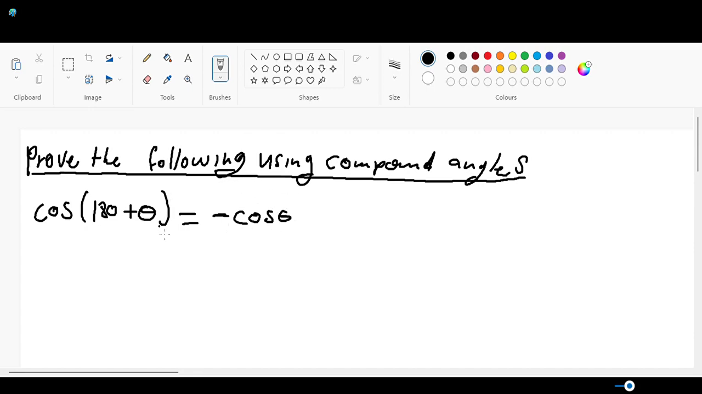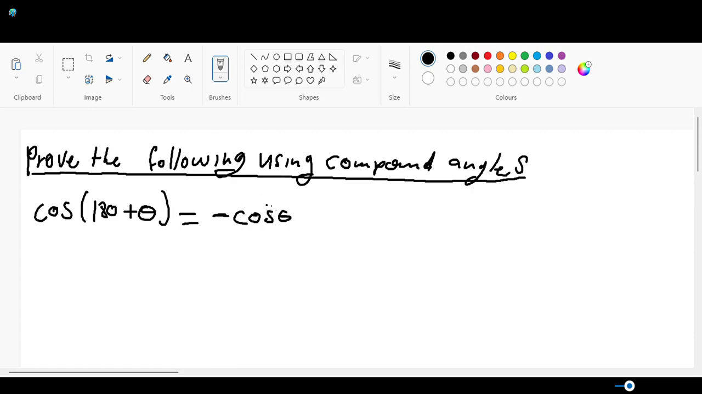Again, if you don't understand how this came about, you can watch another video where I explain the 180 rule, because we are using a CAST diagram to do this. This is another way to do this. Now we need to prove it. The question is, prove that the left hand side is the same as the right hand side.